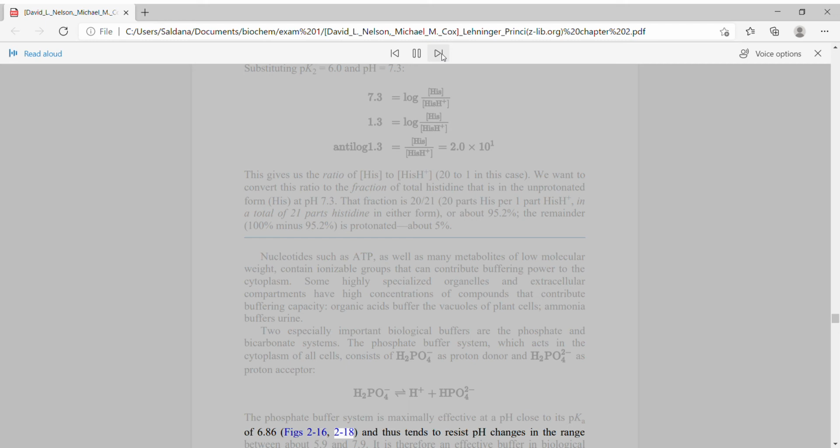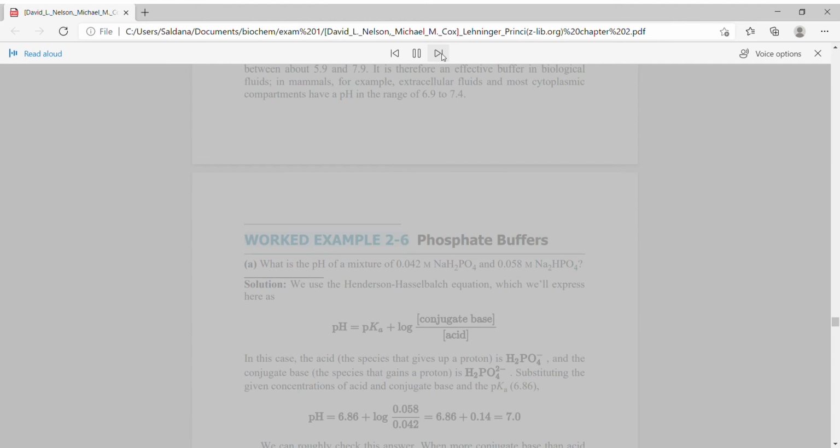and thus tends to resist pH changes in the range between about 5.9 and 7.9. It is therefore an effective buffer in biological fluids. In mammals, for example, extracellular fluids and most cytoplasmic compartments have a pH in the range of 6.9 to 7.4.